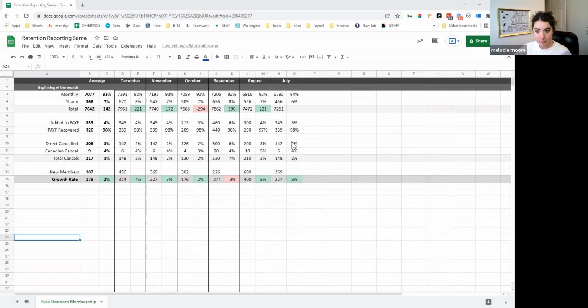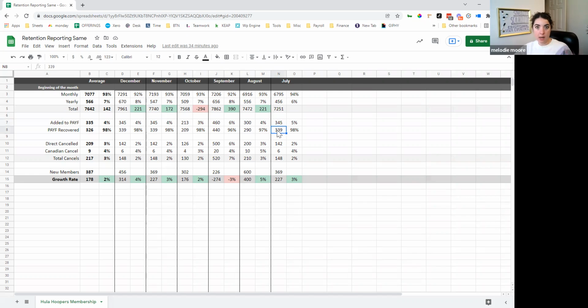To start off, some of them are pretty self-explanatory, so I'm not going to go into too much detail on those. The first one is your monthly and then your yearly members. At the beginning of each month, at midnight on the first, how many monthly and how many yearly members do we have? That gives us a total. We then look at, let's say, July 1st to July 31st, how many people were added into that payment failure system? That means how many people had a payment failure and potentially had that payment failure recovered.